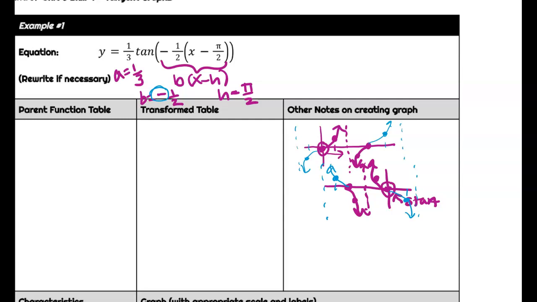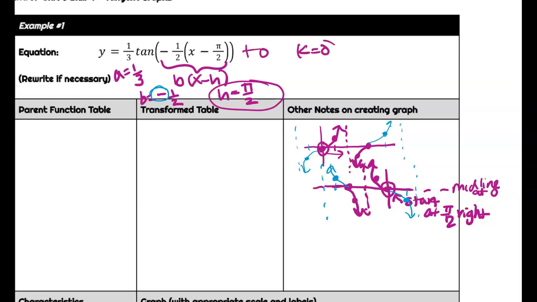Now, our starting point is going to be pi over 2 to the right. And our midline is going to stay at 0. Because notice there's no k value here. All right, it's like there's a 0 at the end. There's nothing extra moving this graph up or down. And then our a value is 1/3.